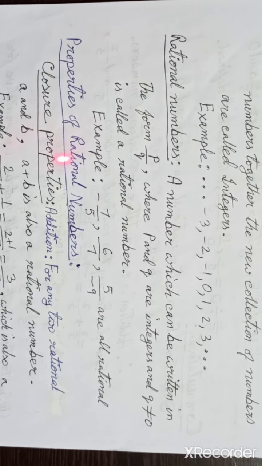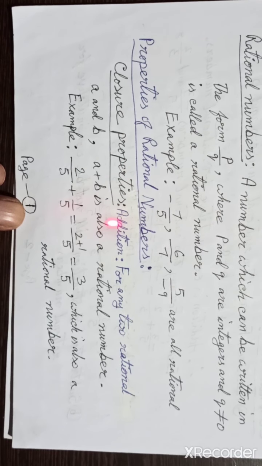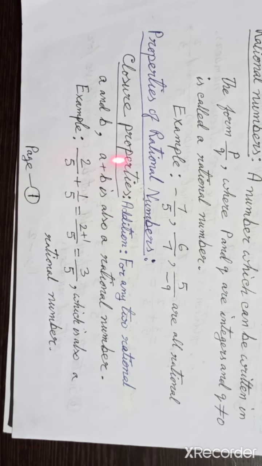Next is properties of rational numbers. The first one is closure property. In this closure property, 4 properties are there. The first one is closure property of addition, the second one is closure property of subtraction, the third one is closure property of multiplication, and the fourth one is closure property of division.